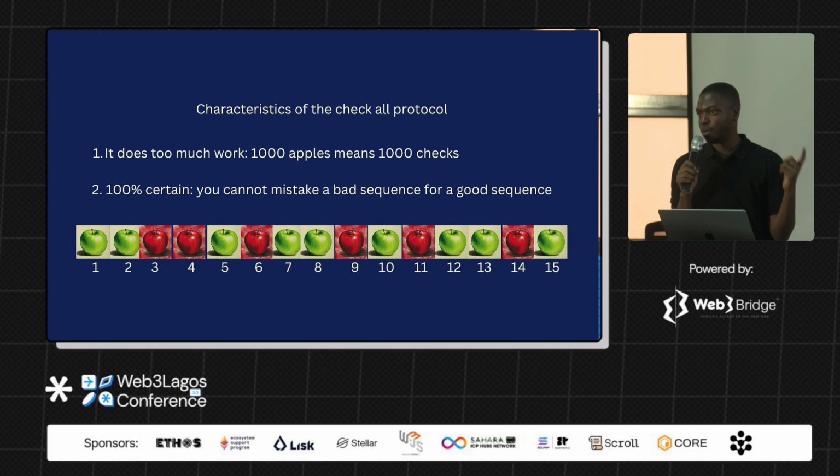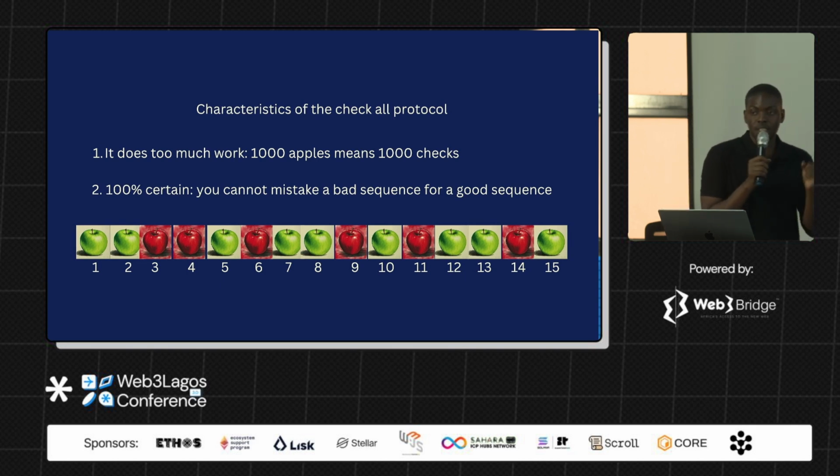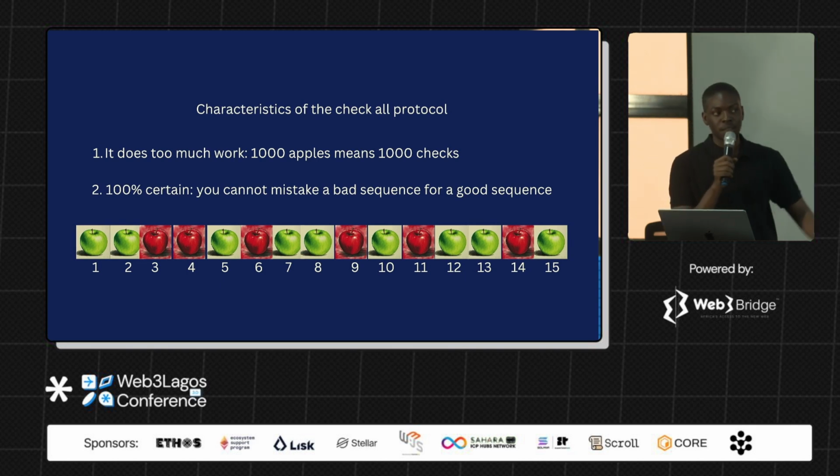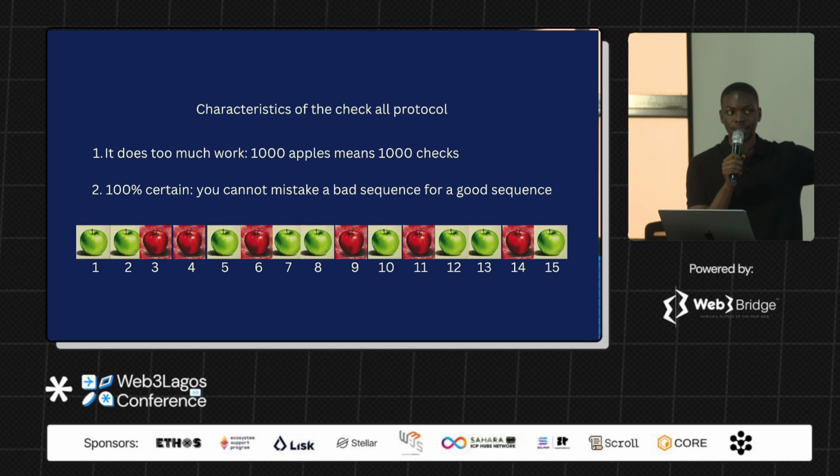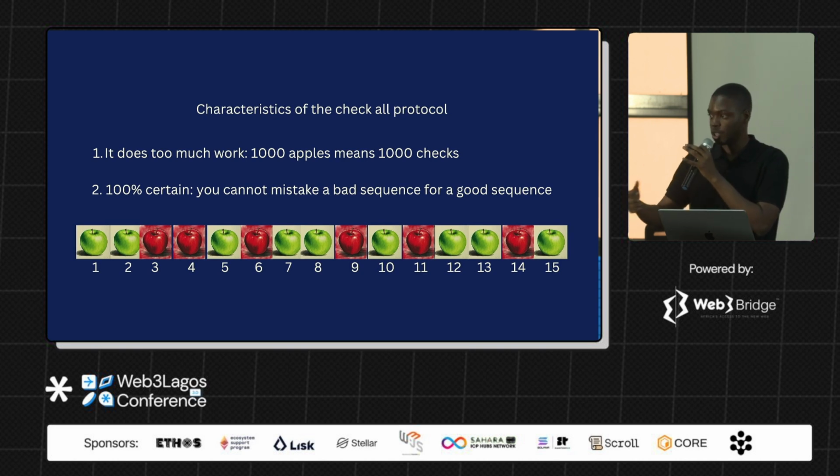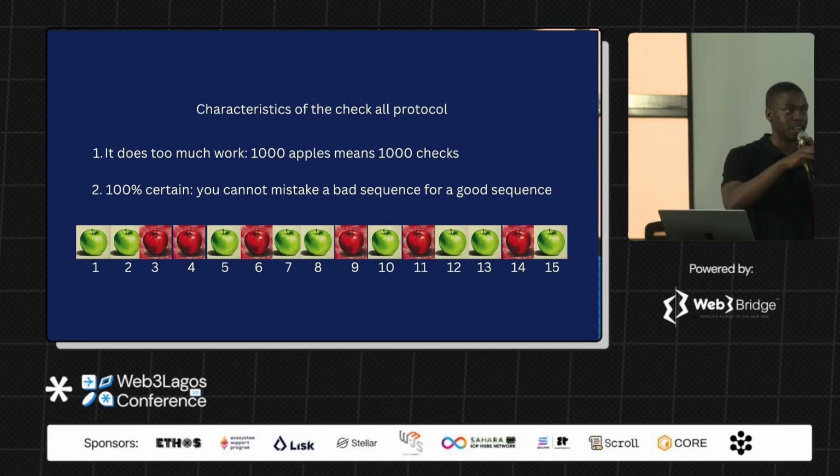But what's the problem with this protocol? It does too much work, right? If we had a bag that had 1,000 apples, we would have to do 1,000 checks. But then the good side of this protocol is that you will always have 100% certainty, right? So you're never going to take a bag that has a red apple by mistake to the market. You're always going to be able to detect that there is a red apple there. Does this make sense so far?